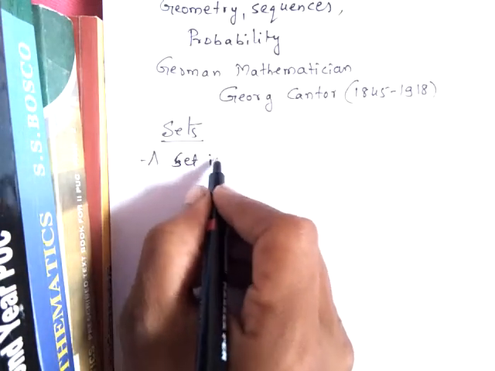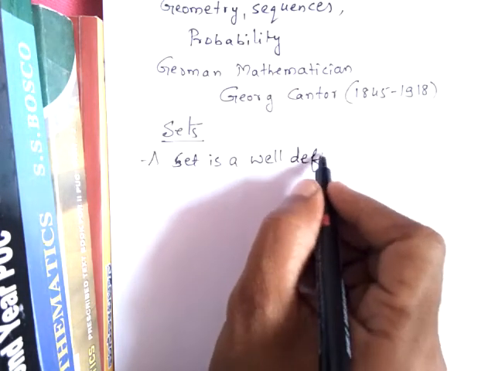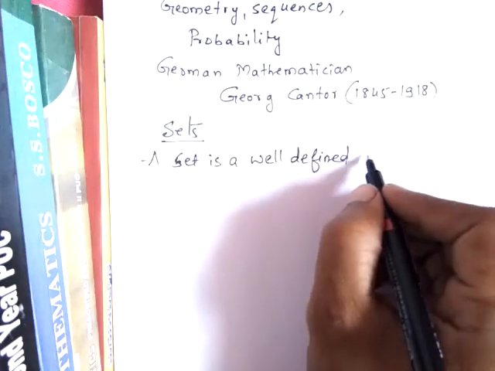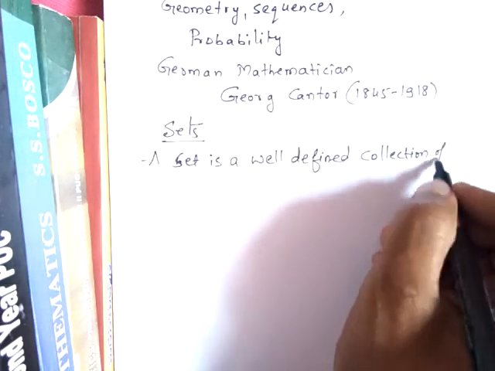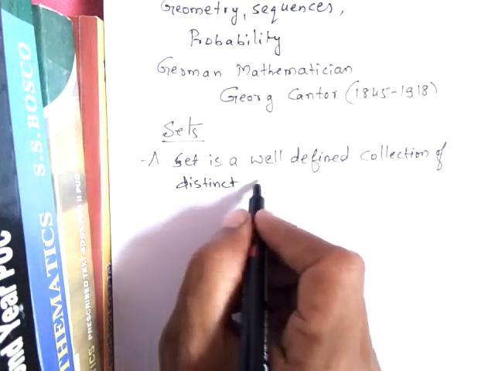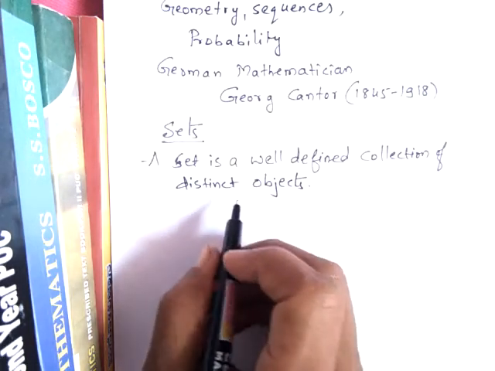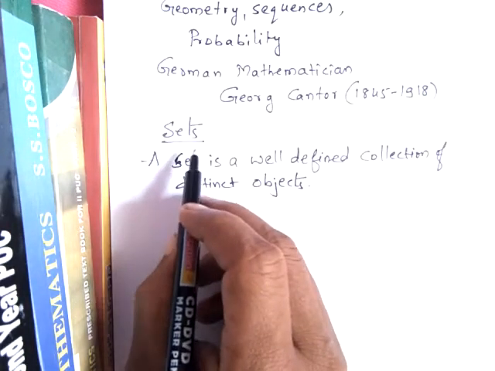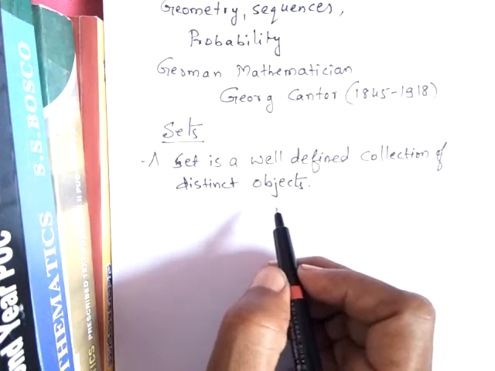A set is a well-defined collection of distinct objects or elements. Objects or elements, both are the same. So what is the definition of sets here? A set is a well-defined collection of distinct objects.